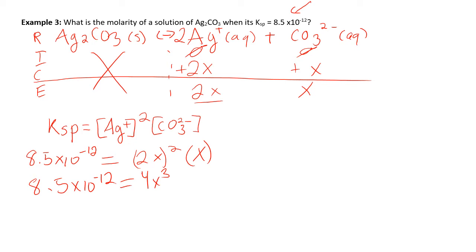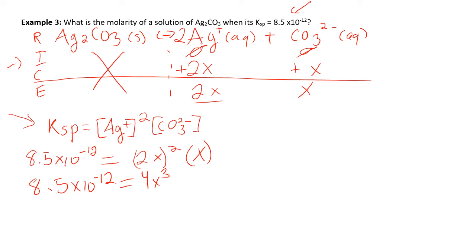Now you'll get to a point where you honestly don't have to set up this RICE table to do this. If you're starting to see, okay, if it's a coefficient of 2, I'm going to have 2x. Coefficient of 1, I'm going to have 1x. I can plug those in and just jump into your KSP and do this without setting up this RICE table every single time. That's the nice thing about KSP. That's why I like it.